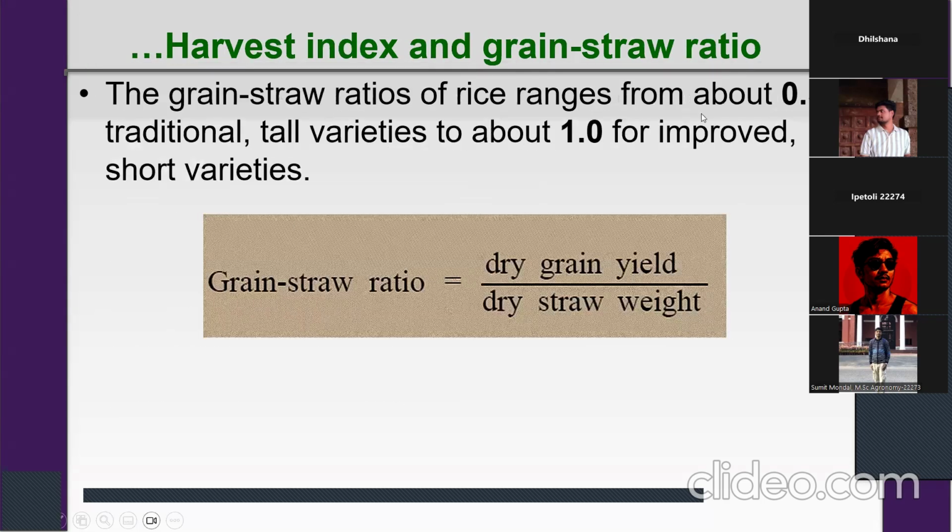The grain to straw ratio of rice ranges from about 0.5 in traditional varieties, but in high yielding varieties it can be 1, means 50-50. So out of total biomass, 50 will be grain yield and 50 will be straw yield. This is the best case for wheat. In wheat, we are getting 48 to 50% of harvest index. Therefore, in wheat, half of the yield will be straw or stover and half of the yield will be grain yield.